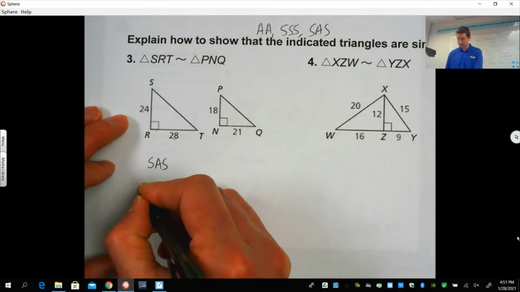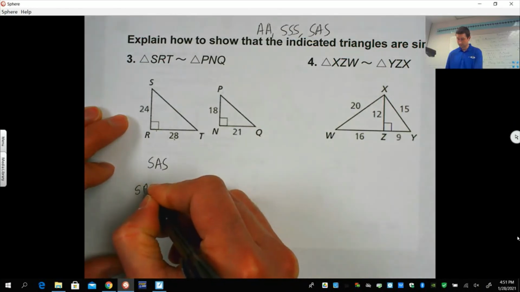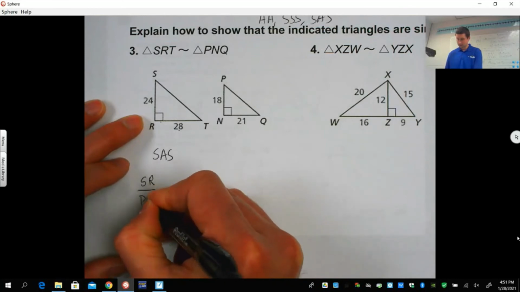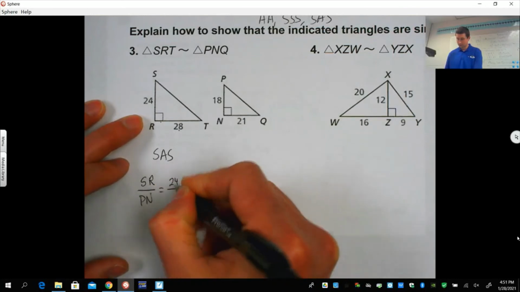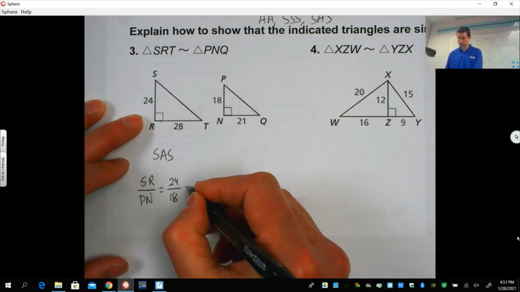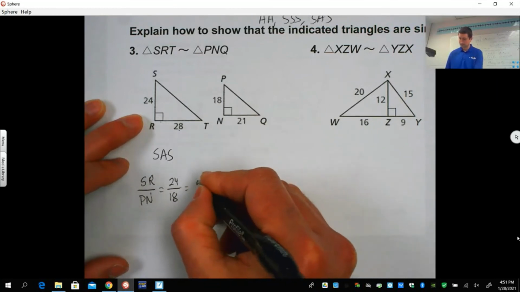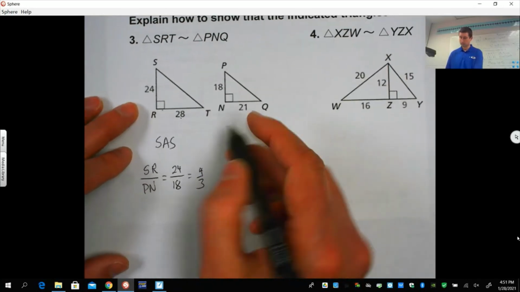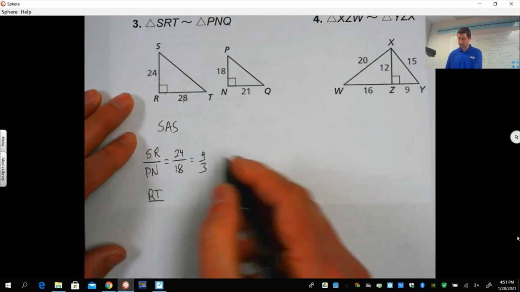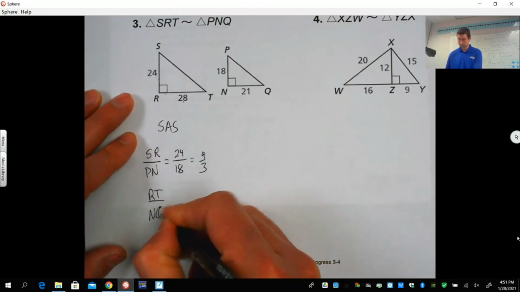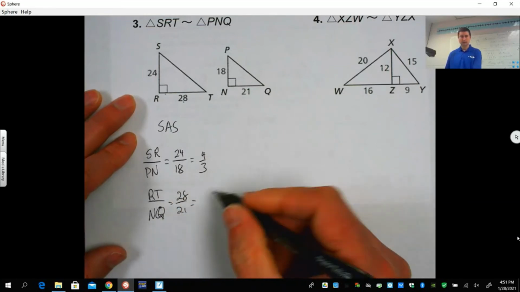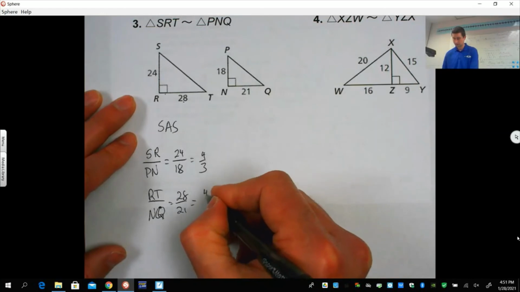Okay, so we'd say SR over PN, that is 24 over 18. Divide those by 6, you get 4/3. Okay, so we have one set of sides. Let's check RT over NQ. RT over NQ, that is 28 over 21. Divide those by 7, and you get 4/3.